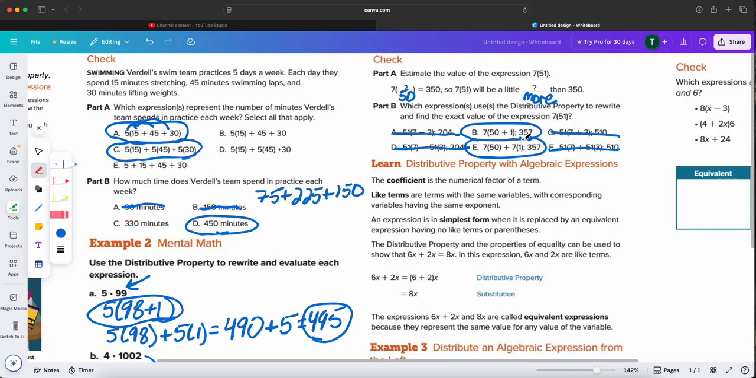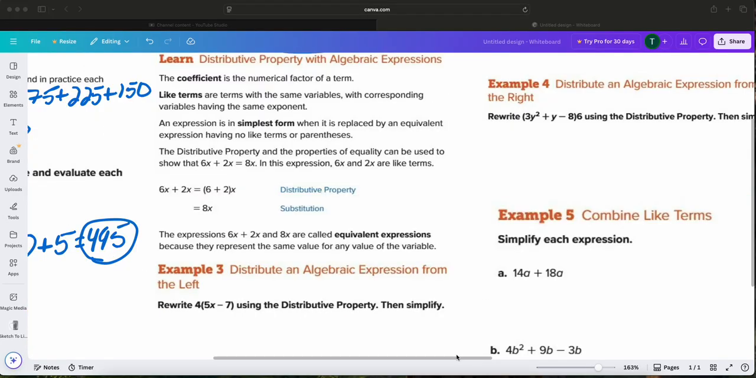So now we're going to talk about distributive property with algebraic expressions. The coefficient is the numerical factor of a term. Like terms are terms with the same variables, with corresponding variables having the same exponent.